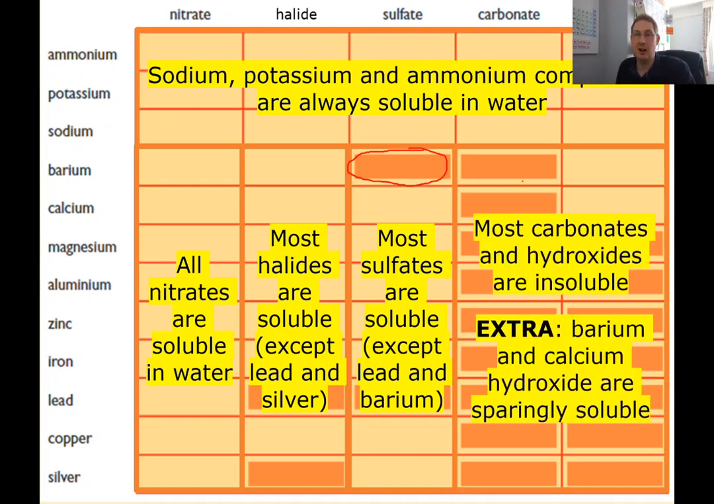Most carbonates and hydroxides are insoluble. That's the general rule. If you really want, you can tie this again in with the stuff that you did in group 2 just now, where you find out that the group 2 hydroxides get more soluble as you go down the group, and therefore barium and to some extent calcium hydroxide are soluble.